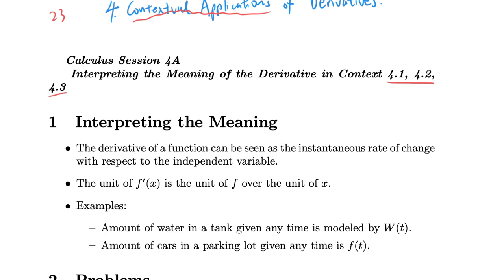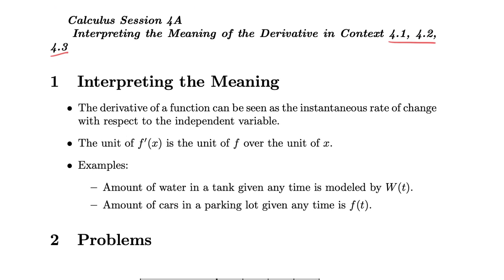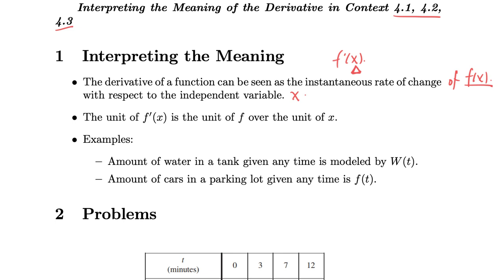So you're given a context, you're given a function, and you want to find the meaning of the derivative given this context. The derivative of a function, f prime of x, can be seen as the instantaneous rate of change of the function f with respect to the independent variable x. And this is all that we've been doing till now. The unit of f prime of x is the unit of f over the unit of x. We're going to start here with two basic examples.